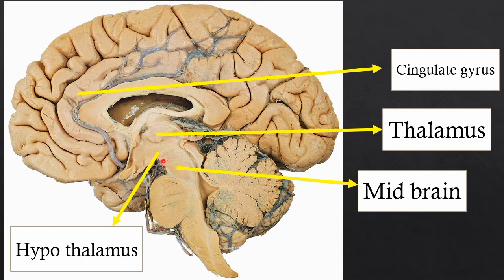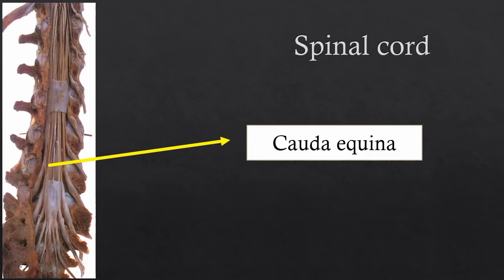Then moving just behind and below that, we can identify the midbrain. Above the pons is the midbrain. Same thing here, you can see the fourth ventricle, then the cerebellum, and this structure is called the cerebrum. Then moving to the spinal cord.